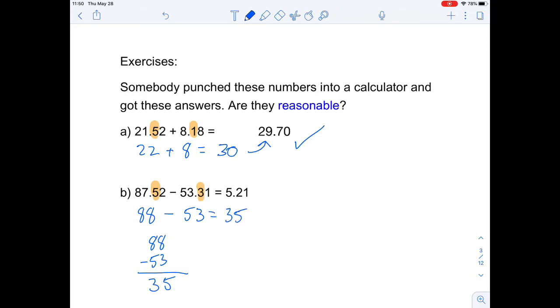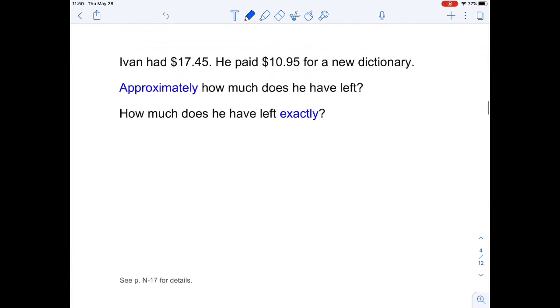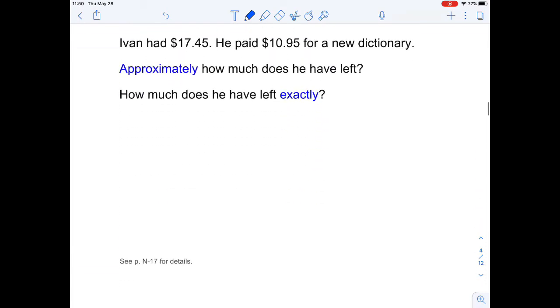And then I look at this answer of $5.21. These are not close. And since they are not close, they are not reasonable, so I'm going to say that that person made a mistake and did not do the calculation correctly. Ivan had $17.45. He paid $10.95 for a new dictionary. Approximately, how much does he have left?